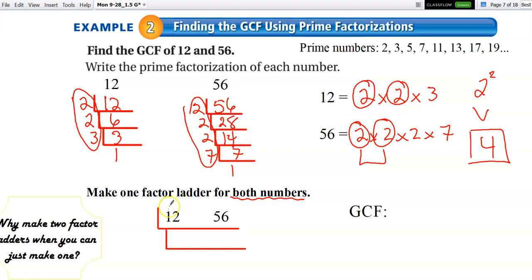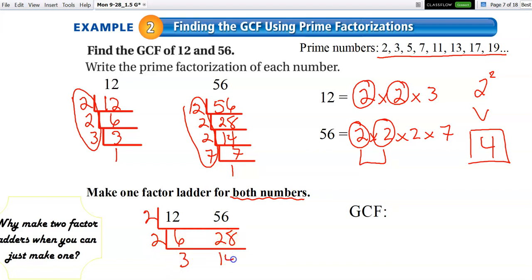So again, I have the numbers written inside the ladder, and I'm going back to my list of primes. But this time, I have to make sure whatever prime number I divide, it has to be divisible in both of the numbers. So they're both even. I divide by 2, and I get 6. When I divide 56 by 2, I get 28. You already know that because we did that up here. And now they're both even, and I divide by 2 again. 6 divided by 2 is 3.